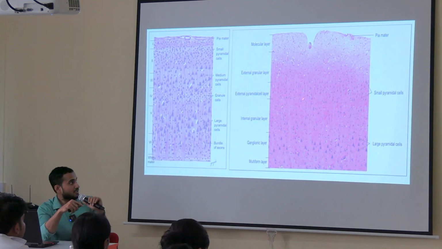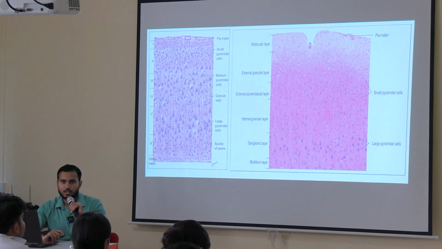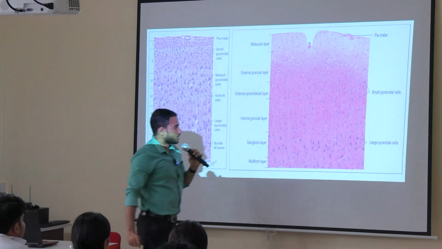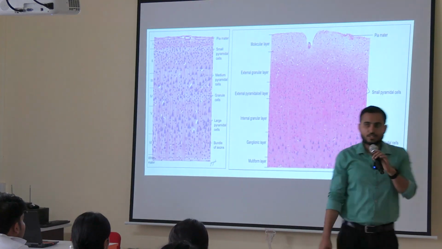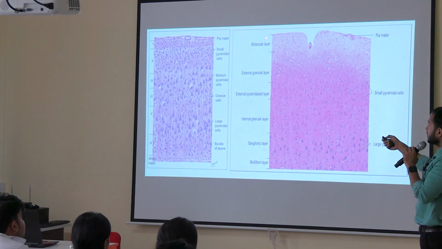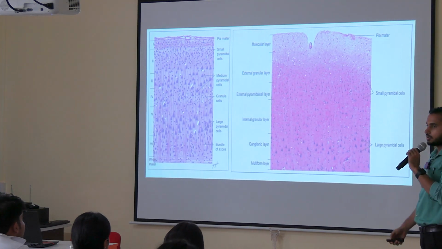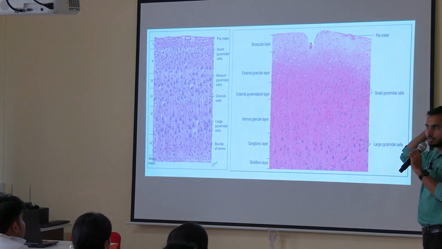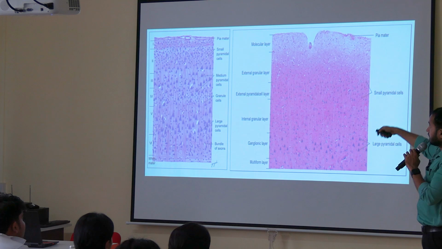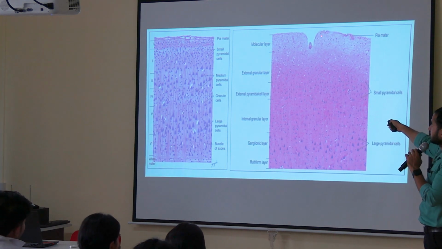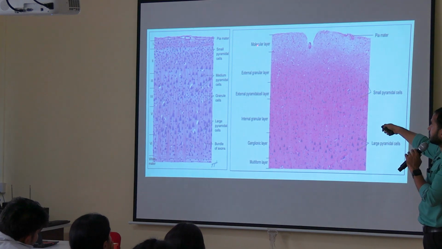Now here you can see lines are not there. In the first image I showed you lines so that you can do the differentiation, but here you can't differentiate based on lines. So how will you know which layer is which? This is the outermost layer. First of all, you can see pia mater is present. Next to the pia mater is the molecular layer.